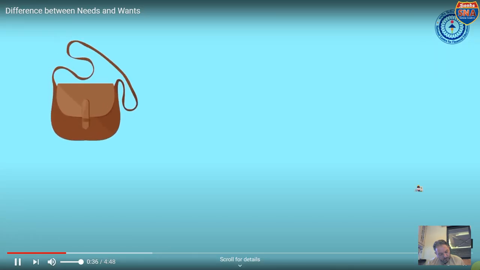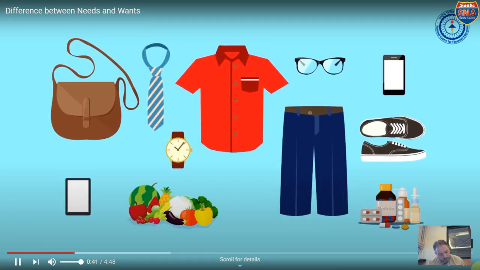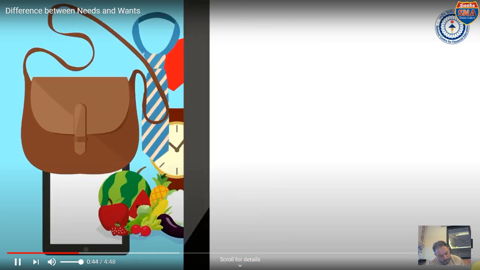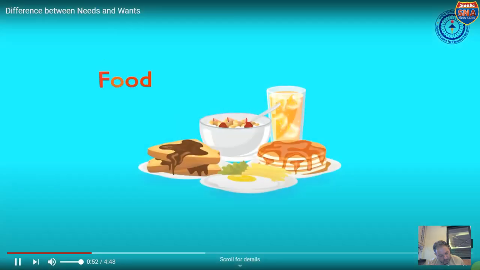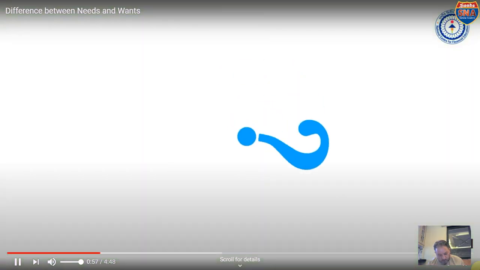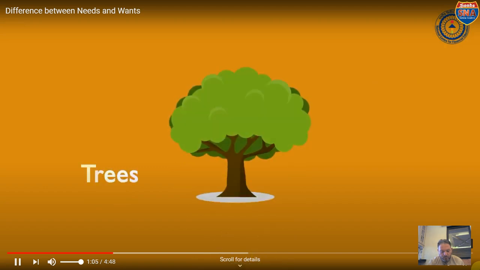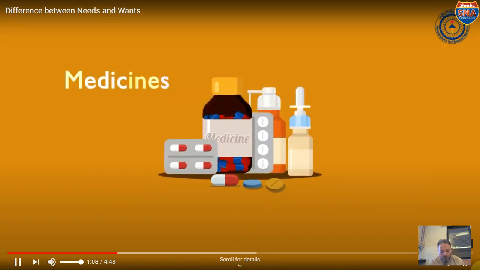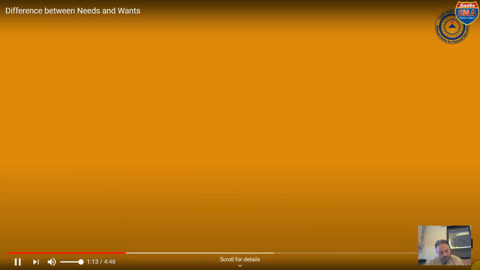Let's take a look at the items that we use every day and determine if they are a want or a need. Firstly, what are needs? Needs are what we require to survive, which we can't do without, such as food, clothes, and shelter. Can you think of some examples of needs? Water, rain, sun, trees, school uniforms, medicines, toothpaste, vegetables and fruits are some examples of needs.